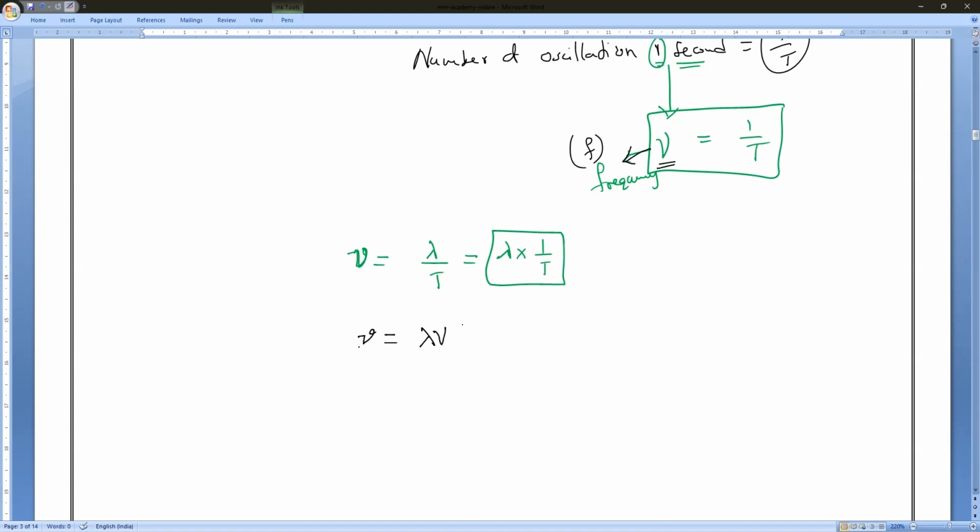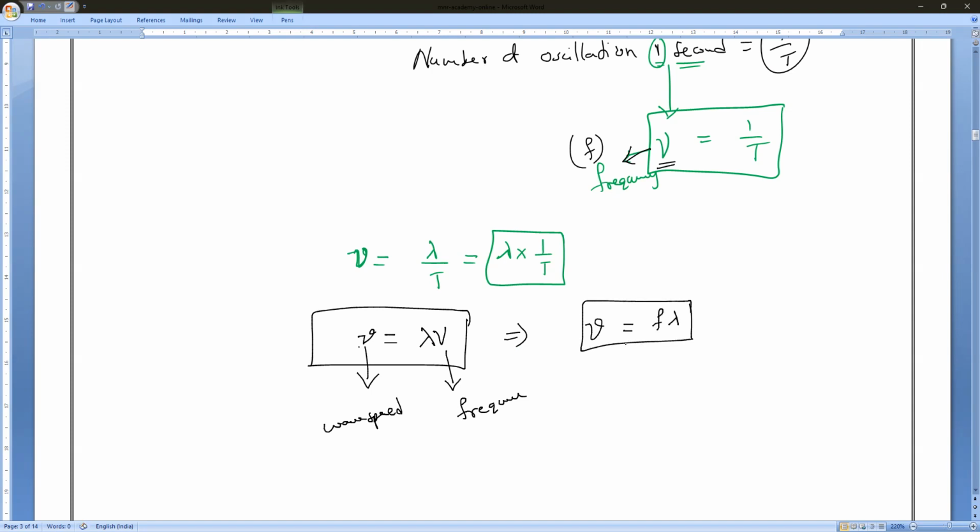Wavelength into frequency. Here V is wave speed, and this is frequency. Please write it. Don't get confused. Wave speed is equal to frequency into wavelength. Your choice: you can write this or this. Okay, guys? Everyone?